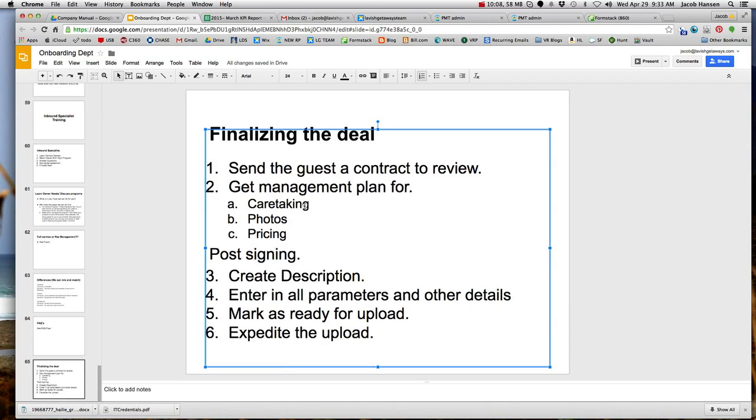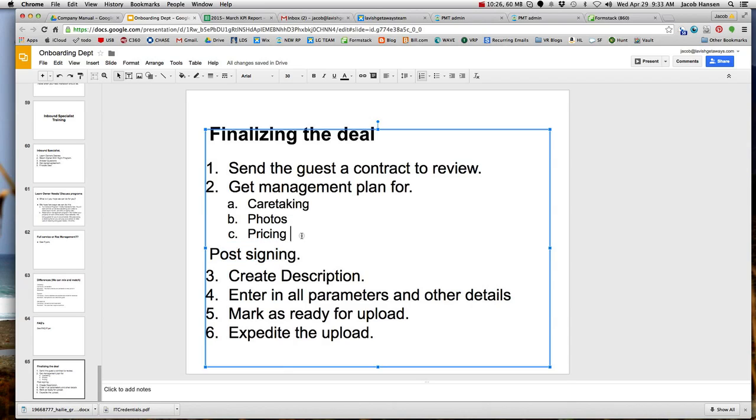I will say, okay, this is how we're going to handle caretaking, this is how we're going to handle photos, and this is how we're going to handle pricing. You basically just say, hey, I have this owner with this situation. Help me understand what we're going to do for caretaking, photos, and pricing. And then I'll give you that information.